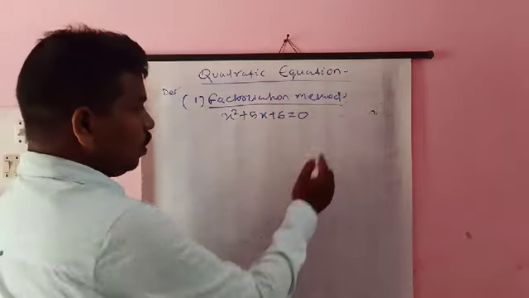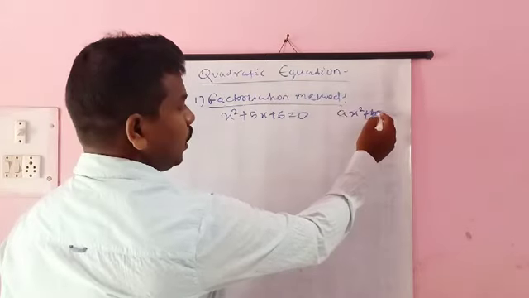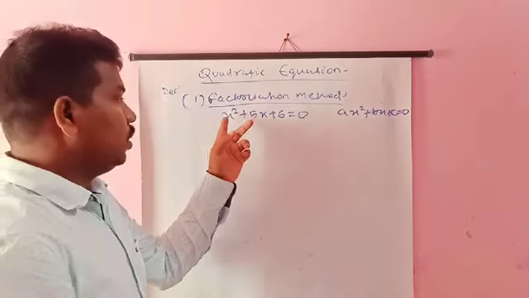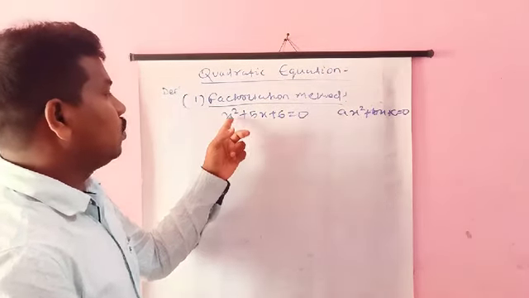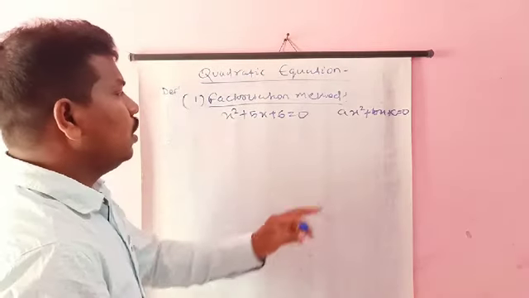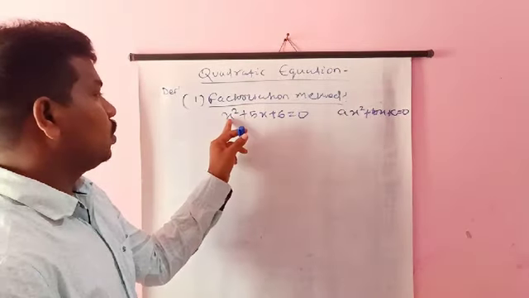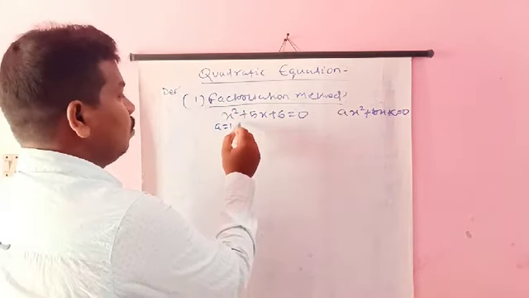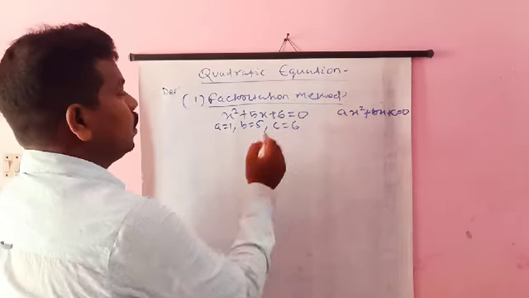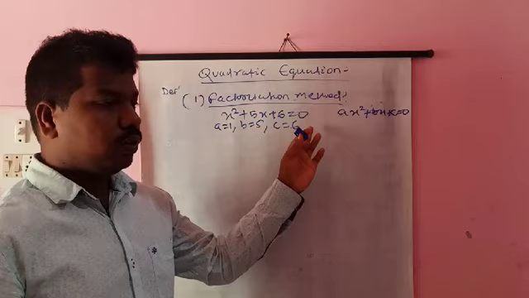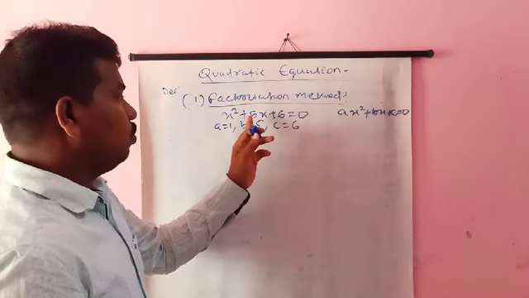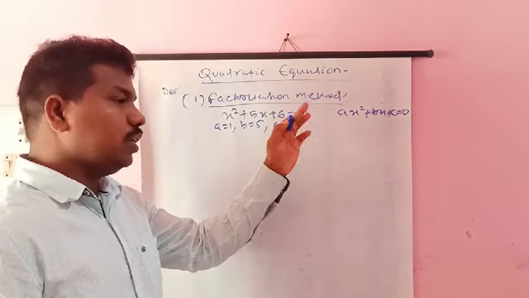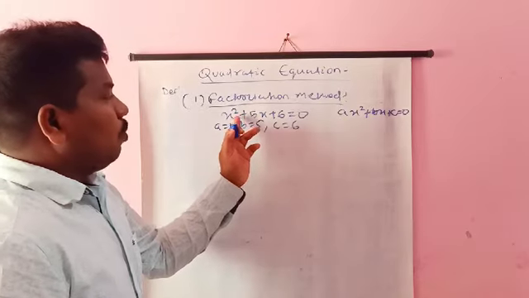Standard form means if a quadratic equation is of the form ax square plus bx plus c equal to 0, it is known as the standard form of a quadratic equation. Here the coefficient of x square, which is a, is not written, so a equal to 1, b equal to 5, c equal to 6. So this is the standard form of the quadratic equation, and it is automatically in standard form.